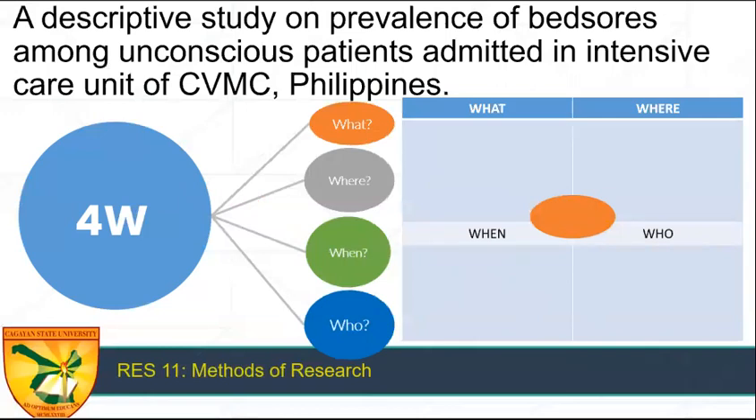So we have here an example: a descriptive study on prevalence of bed sores among unconscious patients admitted in the intensive care unit of CBMC Philippines. This is the first research problem sample from the previous slide. I want you to look at the elements and see if it has all the elements of a research problem: the topic itself, what, where, when, and who. So I'll give you about 30 seconds to answer that.